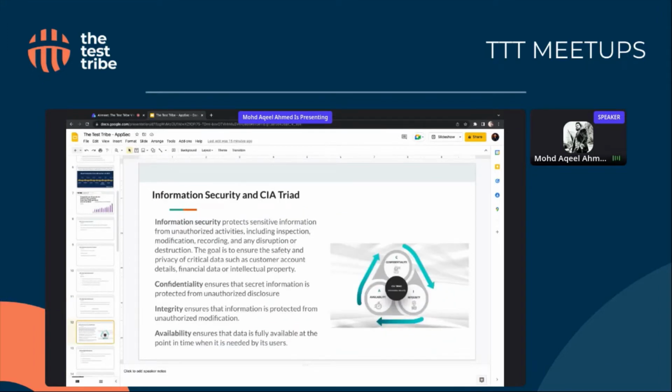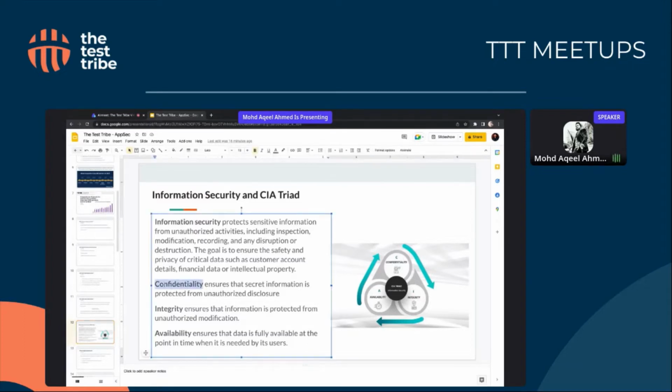So what is information security? Information security revolves around these three characteristics, that is confidentiality, integrity, and availability. It protects your information from unauthorized adversaries, and it protects your system from unauthorized or accidental modification of your data, as well as it protects you from any denial of service attacks. The goal is to ensure that your data or your intellectual property is secure enough.